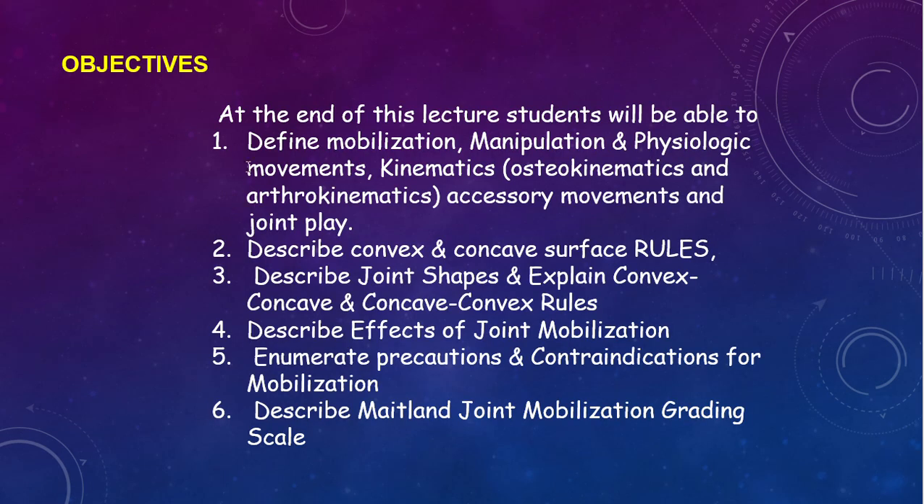All right. Our learning objectives will be that at the end of this class, you should be able to know the difference between mobilization and manipulation. You should be able to know what it means, of course, and know the difference between them. Know something about kinematics, accessory movement, joint play, scapulohumeral movement, things like that. You should be able to know the shape of the joints in the light of convex-concave surface rules, and should be able to describe the effect of joint mobilization and manipulation.